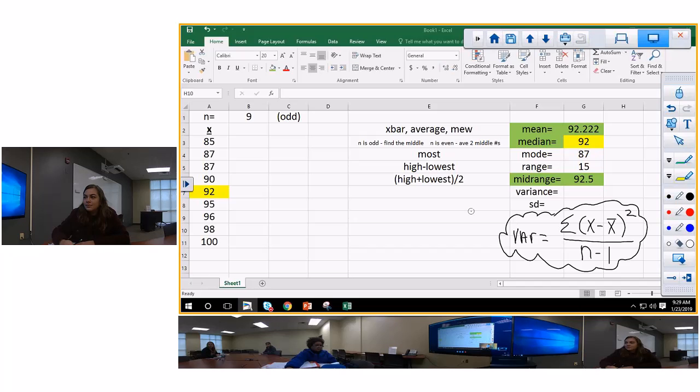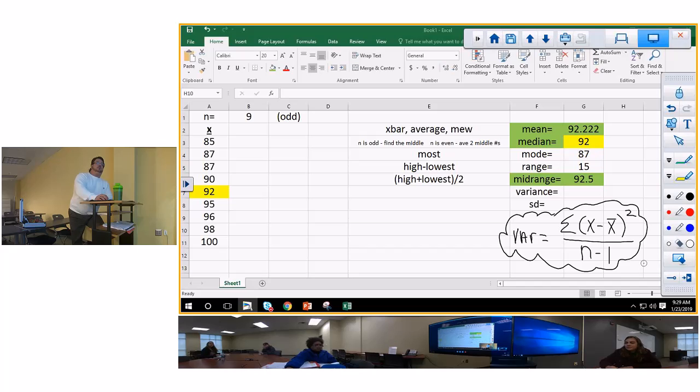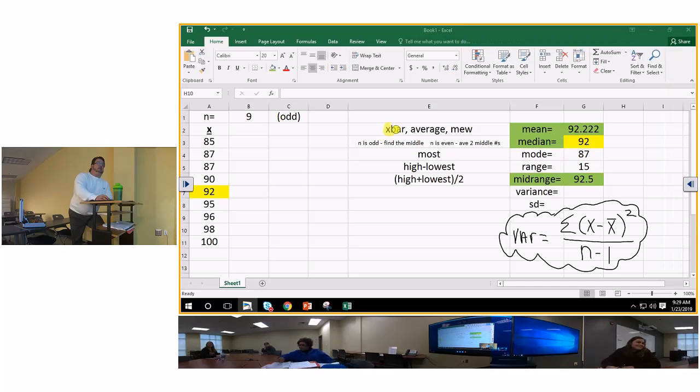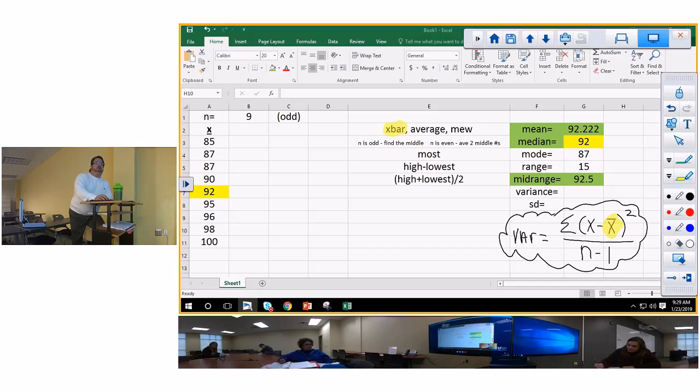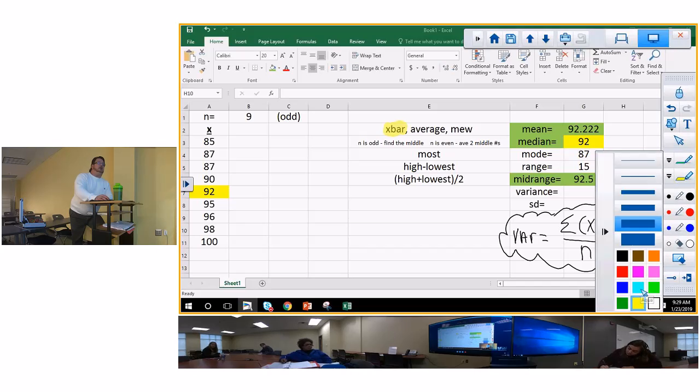Okay, somebody tell me what X bar is. X bar is the what? Mean. The average, the mean. Everybody got that? Yes. We'll highlight that right there. Everybody with me? Let's see, what else can I highlight? Can somebody else tell me what I can highlight? N, good job. Hold on. I'm going to highlight N, and we'll highlight that in an aqua color.